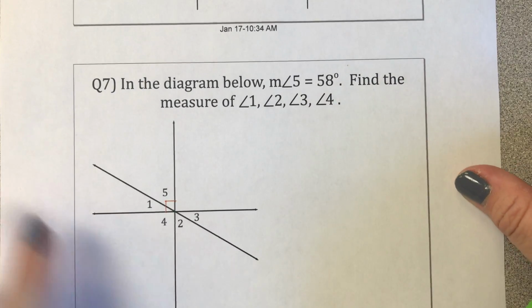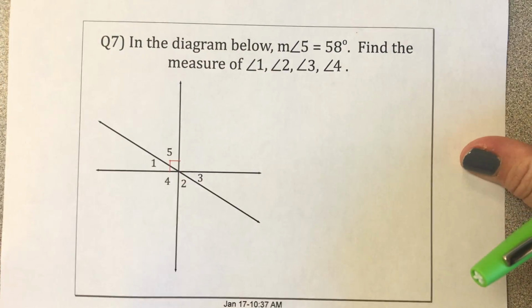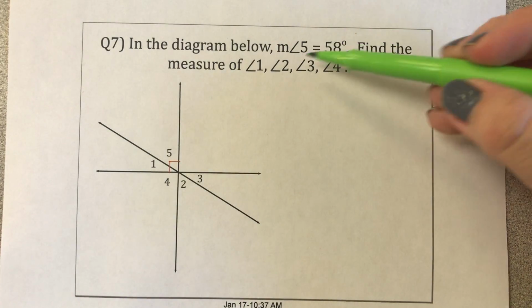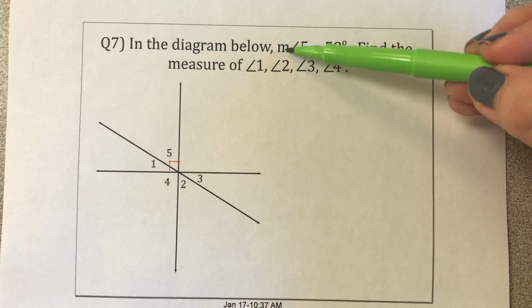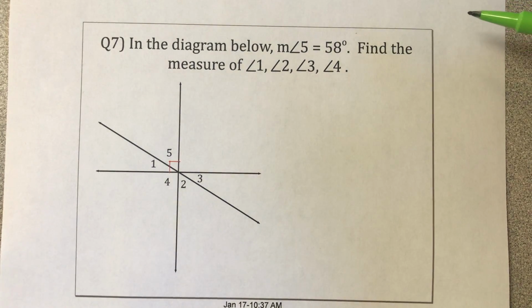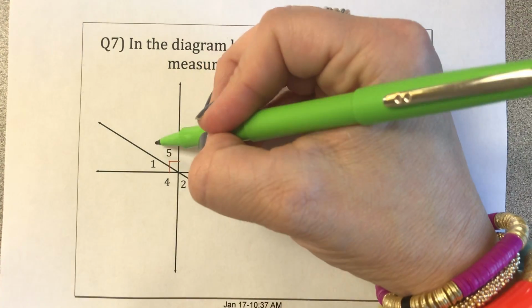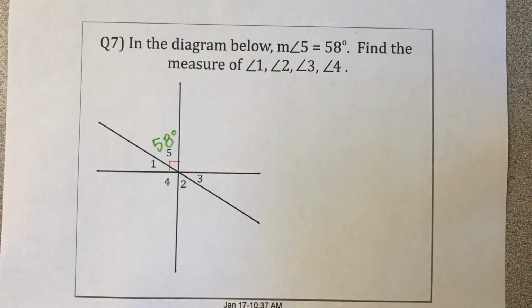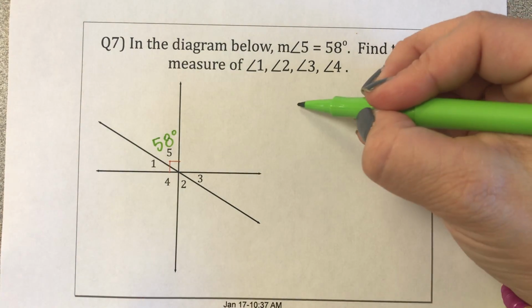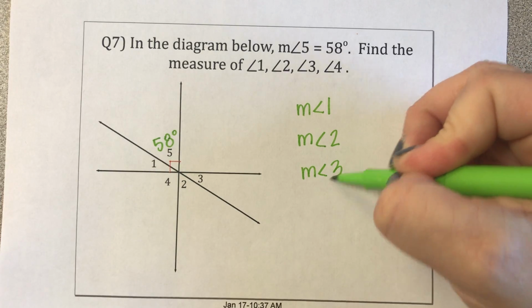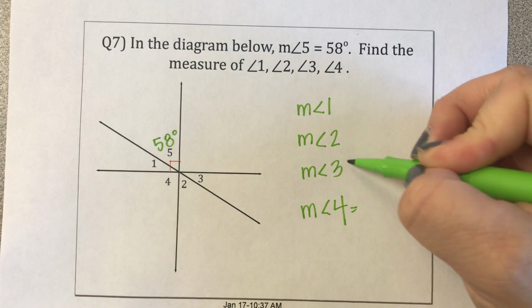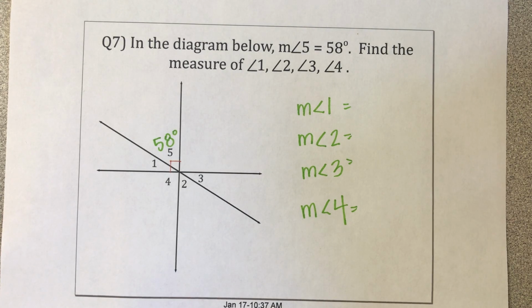Okay, the next thing we're going to do is fill in almost like a little puzzle. It says in the diagram below, the measure of angle 5 is 58 degrees. When you have that little M before the angle sign, it means the measure of. So it says find the measure of angle 1, angle 2, angle 3, and angle 4. I'm going to put little spots here for each of them, and let's see if we can figure out what each angle is going to be.